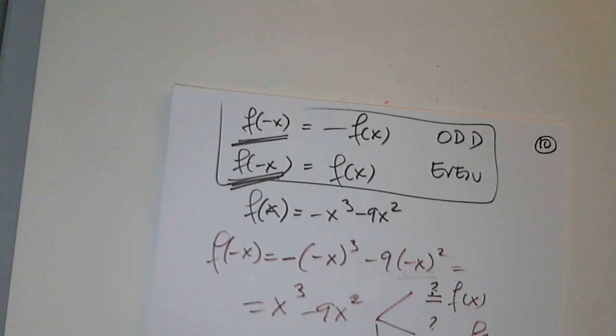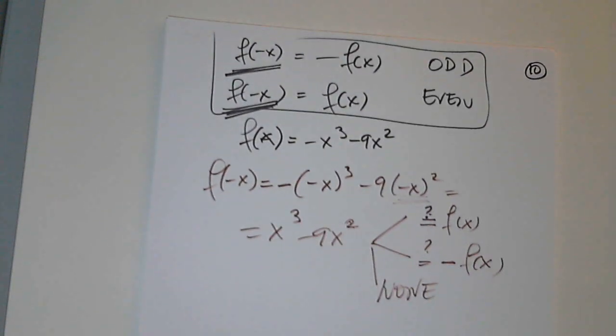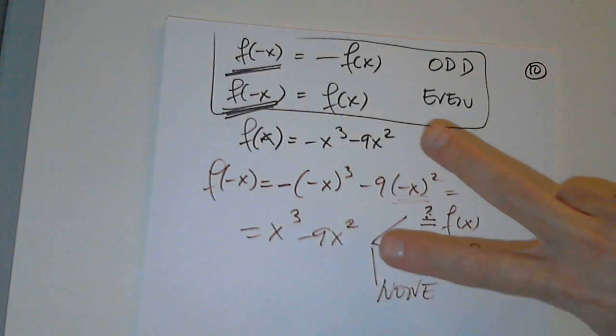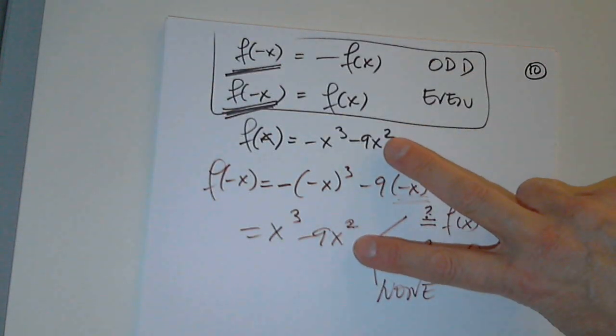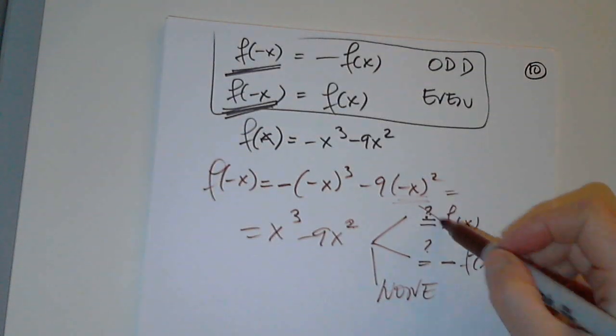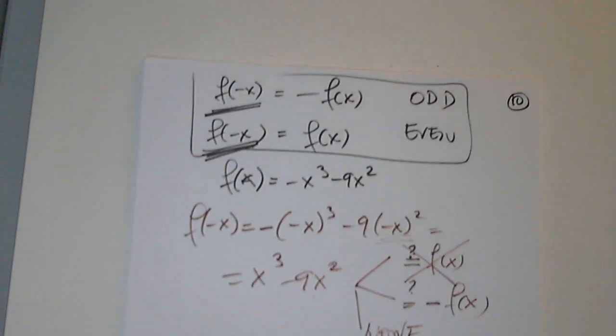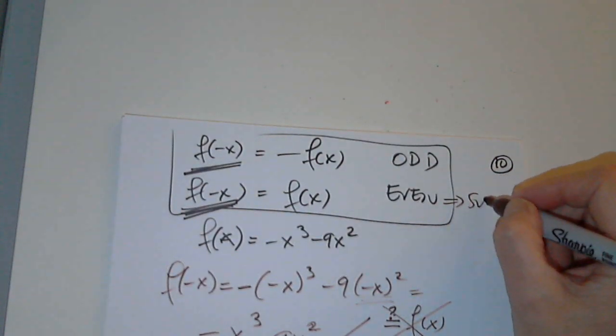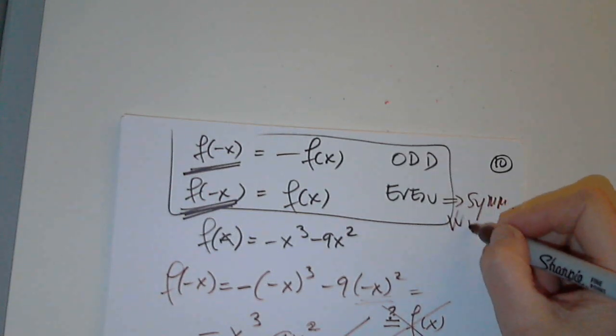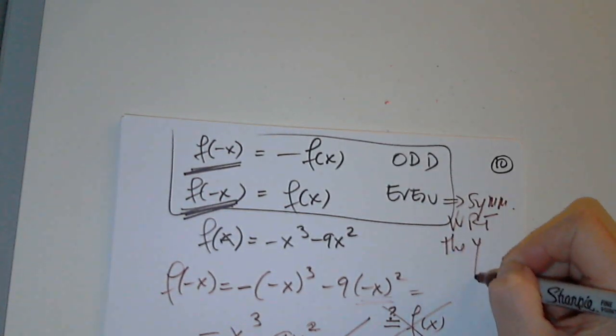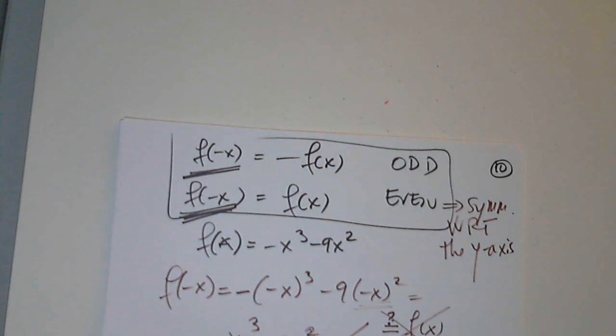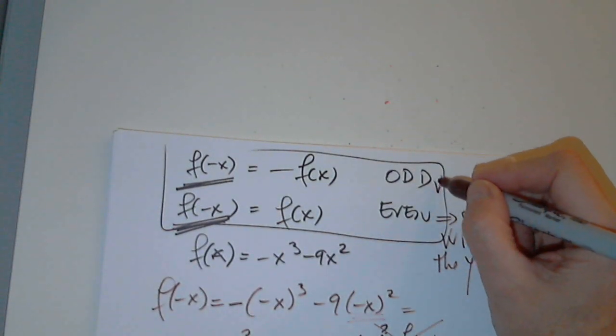And there is only one answer yes here. It's either f of x or negative f of x or none of the above. Does it equal f of x? Compare these two and say, does it equal f of x? No. So then the function is not symmetric with respect to the y-axis. So even means symmetric with respect to the y-axis. I should have written that before. And here is with respect to the origin.